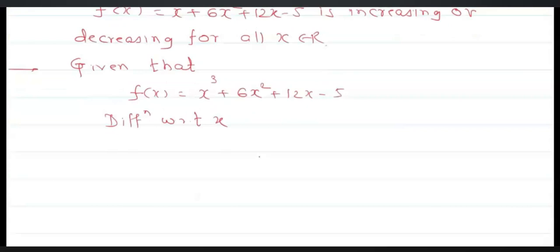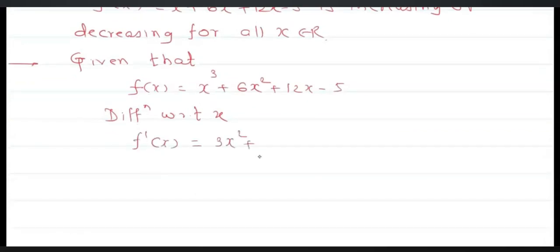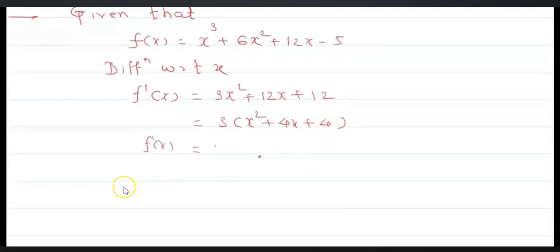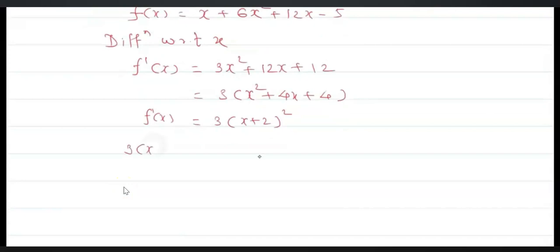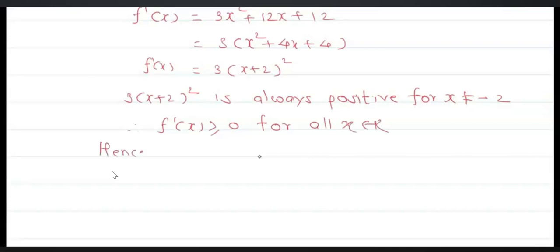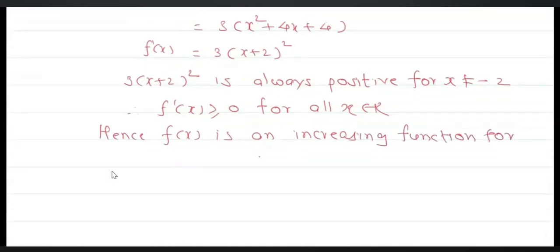Now differentiate this with respect to x. f dash of x is equal to 3x square plus 12x plus 12. Then if you take the 3 as common, then in bracket you will get x square plus 4x plus 4, that is f dash of x is equal to 3 (x plus 2) square. Now 3 (x plus 2) square is always positive for x not equal to minus 2, and f dash of x is greater than or equal to 0 for all x belongs to the set of real numbers. Hence, f of x is an increasing function for all x belongs to the set of real numbers.